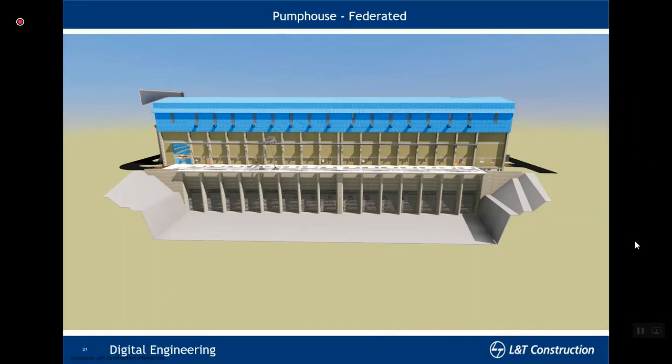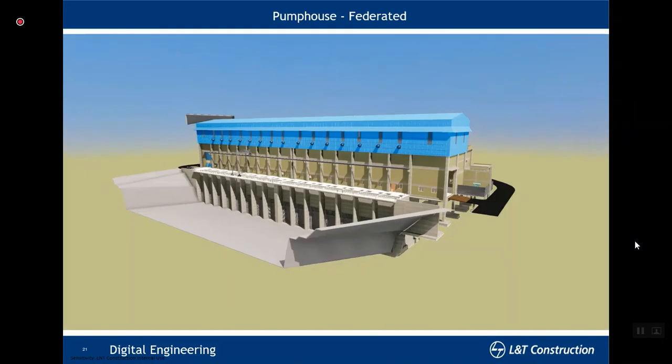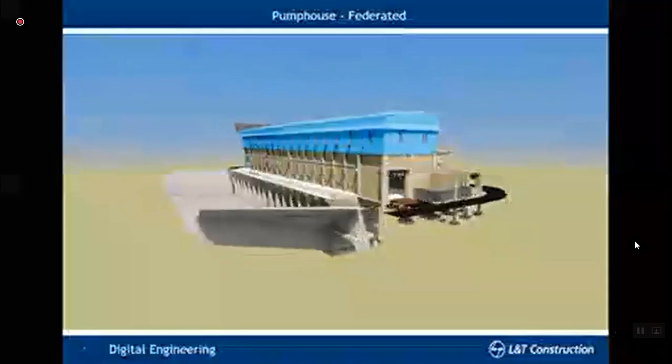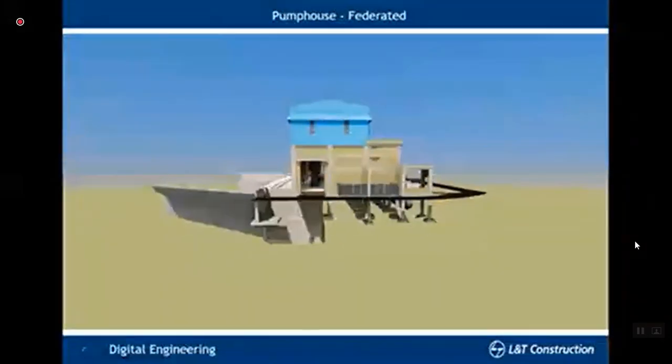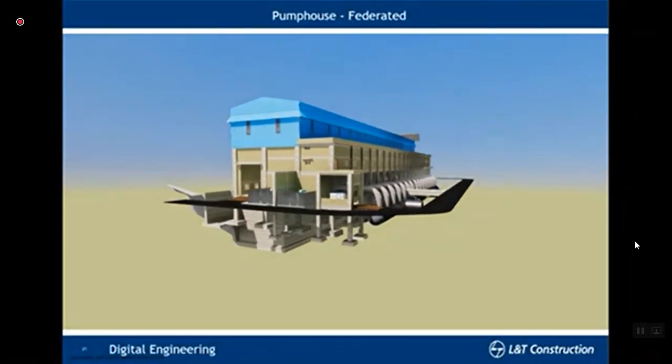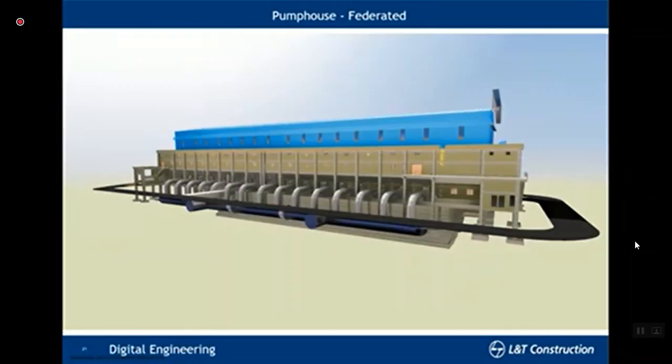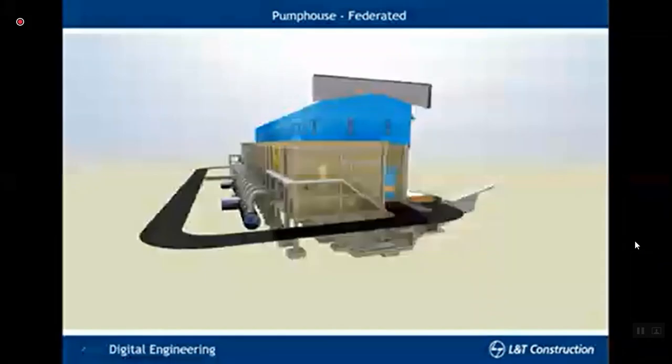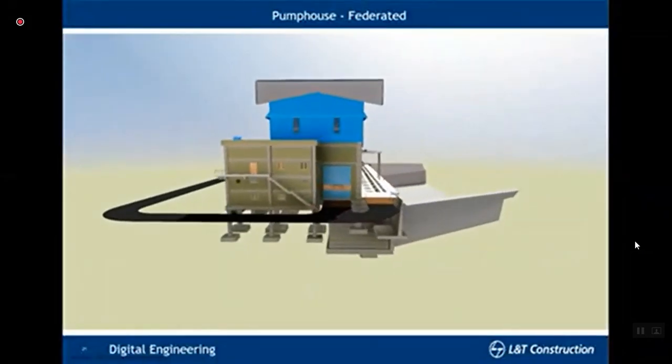Now, if you see this pump house, earlier I showed the mechanical model separately. I showed the electrical model separately. I showed the structural model separately. Now, this is a federated model. This is a live demonstration of normally what you are going to see and build. This has more or less all the disciplines put together.